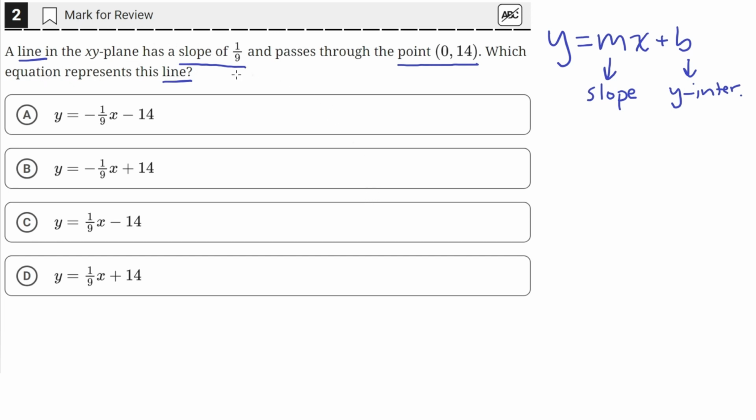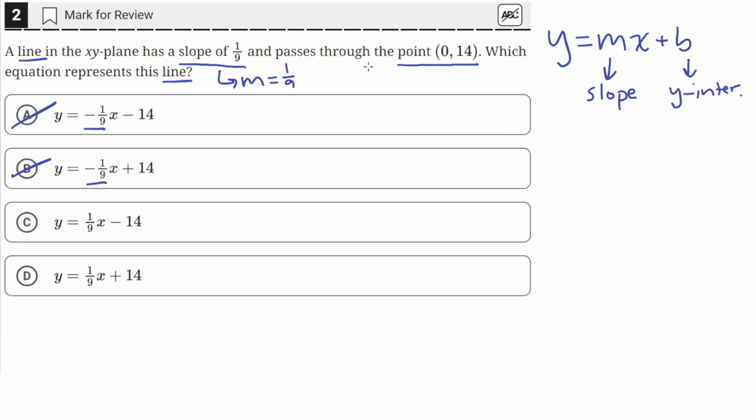So the problem statement tells us that the graph of the line has a slope of 1/9. So that means our m value should be 1/9. And if we look at our answer choices, answer choices A and B are incorrect because they say that the slope is negative 1/9 when it should be 1/9. So we have to choose between C or D.